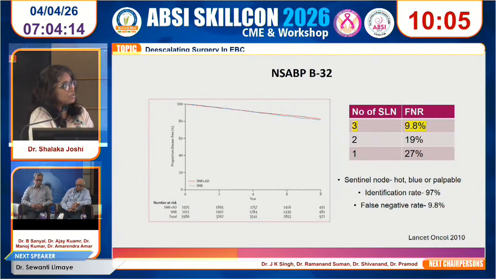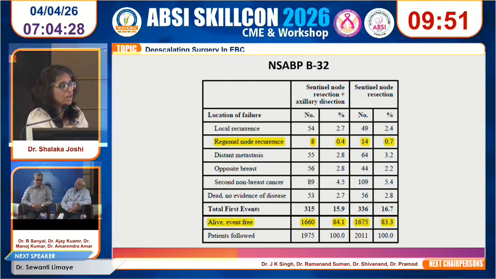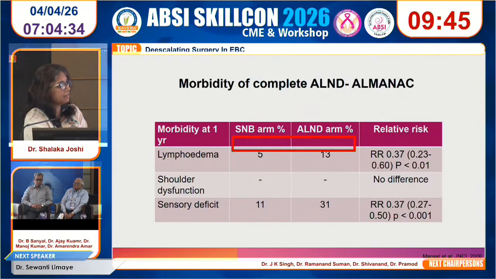For 3 nodes, 9.8% FNR, the curves don't separate. So when the curves don't separate, and now we are not talking about breast curves, we're talking about Kaplan-Meier curves, we know that this is equivalent. I mean, this is unequivocally proven that this is equivalent. Nodal recurrence is low. Overall survival, not very different.